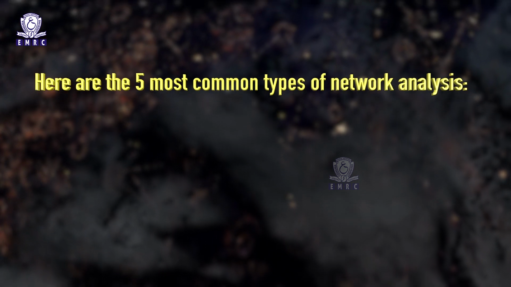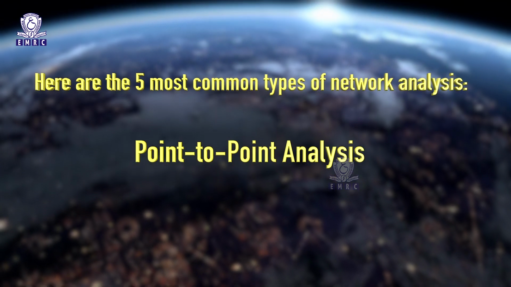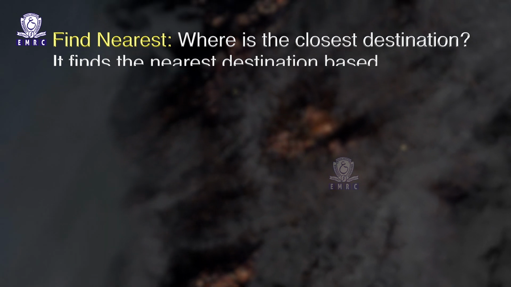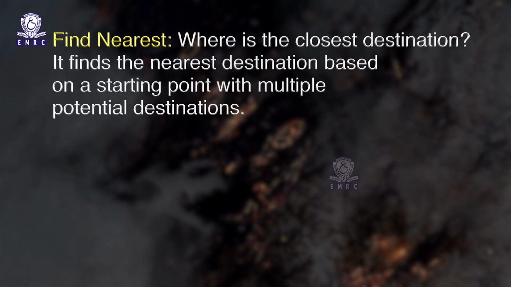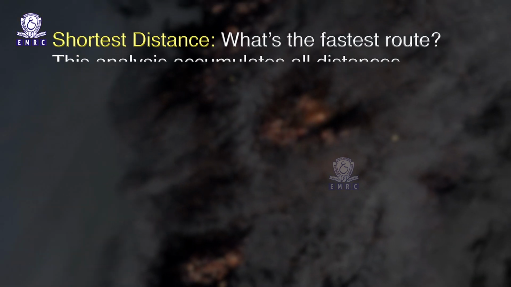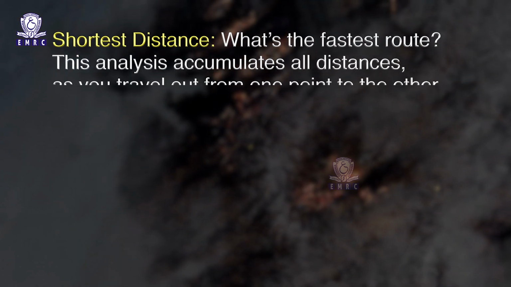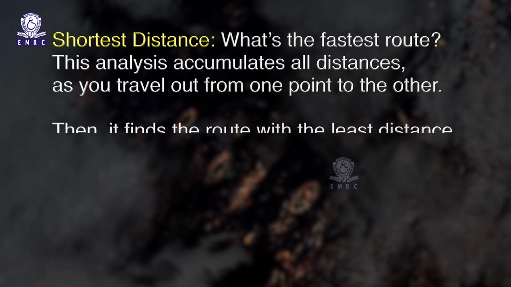There are five most common types of network analysis. First, point-to-point analysis. A point-to-point analysis is the most common routing problem. It consists of a set of points to find the most optimal route based on specific criteria, like find nearest, where is the closest destination. It finds the nearest destination based on the starting point with multiple potential destinations. Shortest distance: what's the fastest route? This analysis accumulates all distances as you travel out from one point to another.